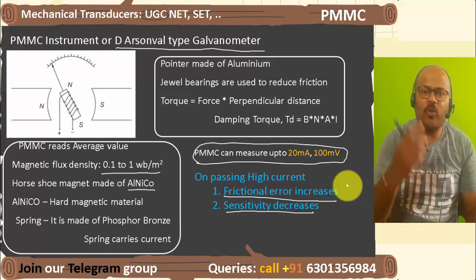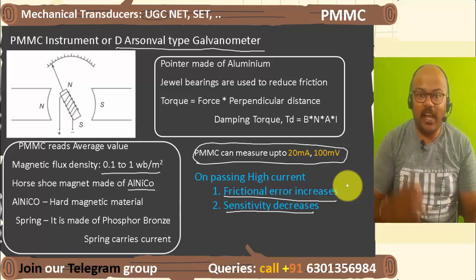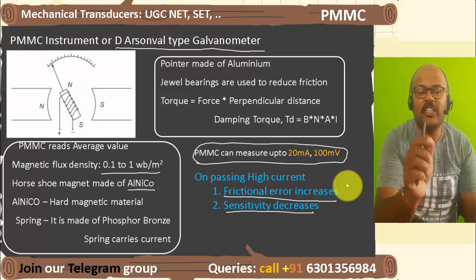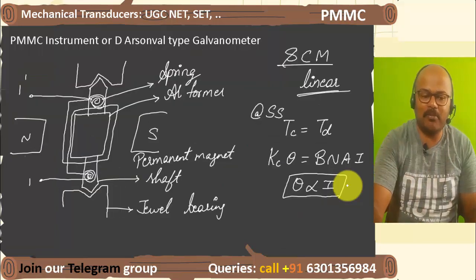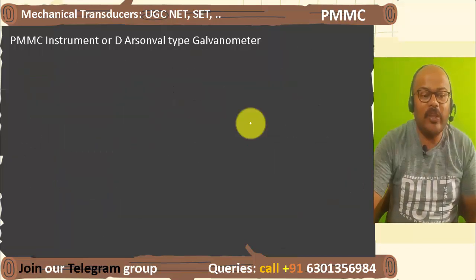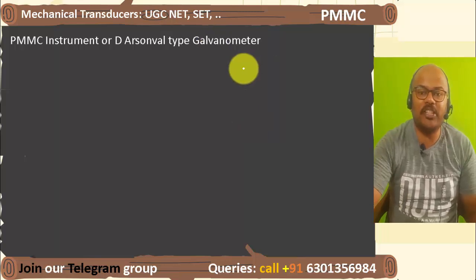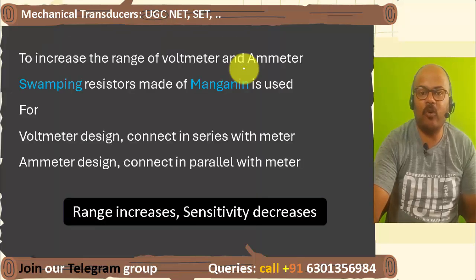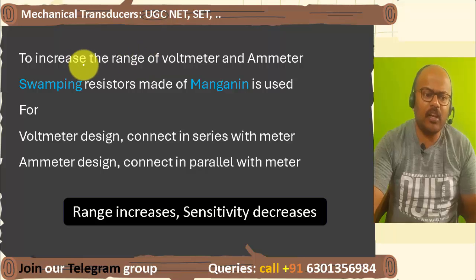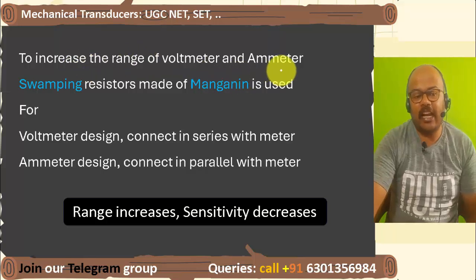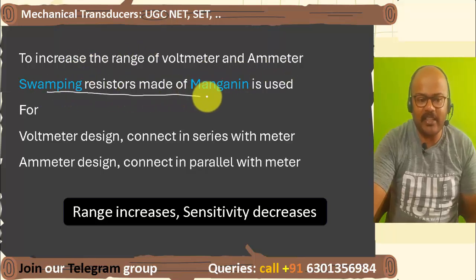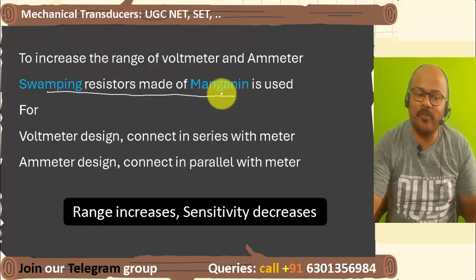Next, in order to overcome it, we are going for MI. And then we have to talk about the difference between PMMC, MI and EMMC also. Now, with the help of PMMC, you can measure, or you can design an ammeter, and you can design even a voltmeter also. To increase the range of voltmeter and ammeter, the swamping resistors which are made up of manganin are used.